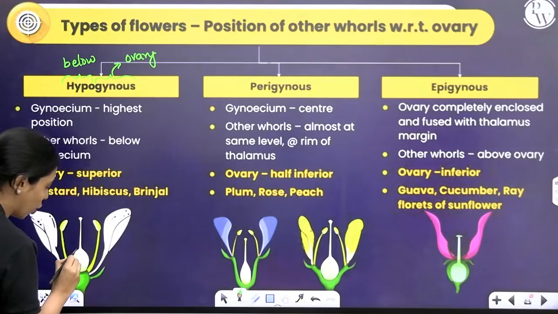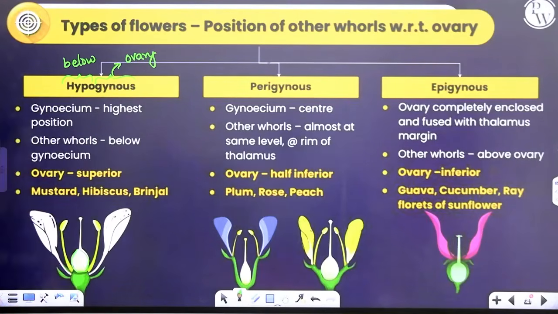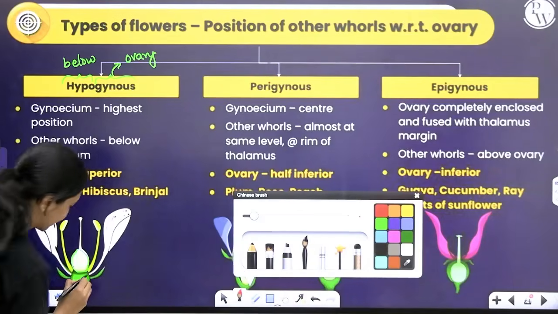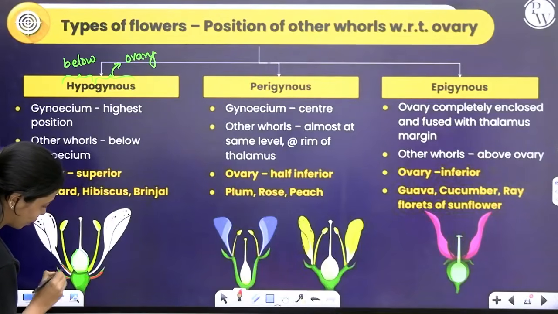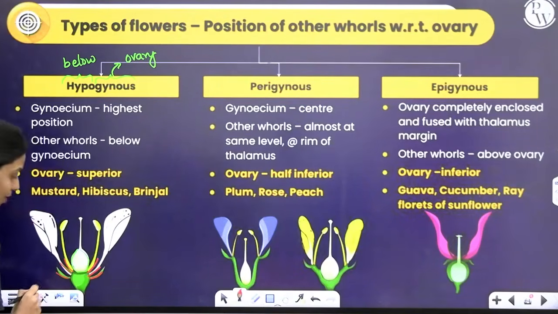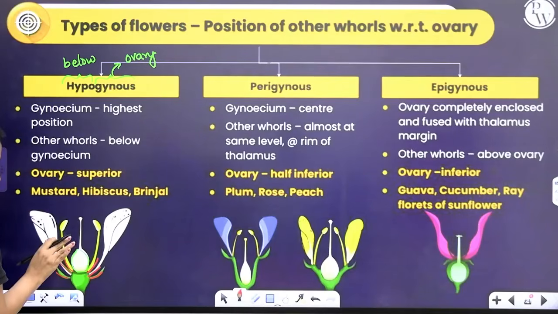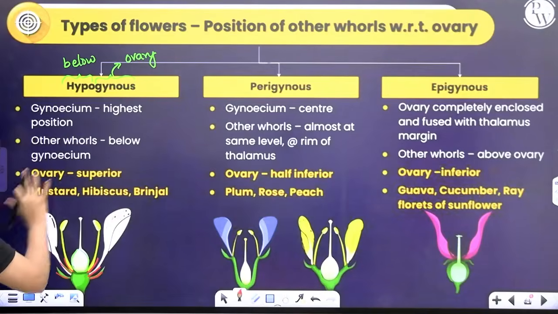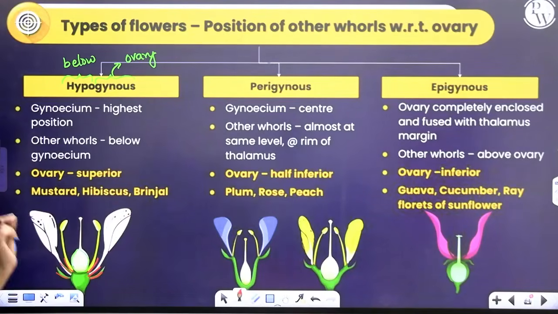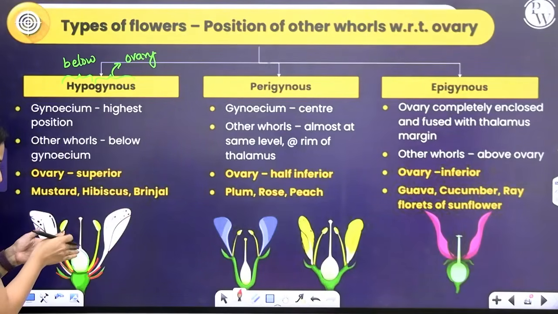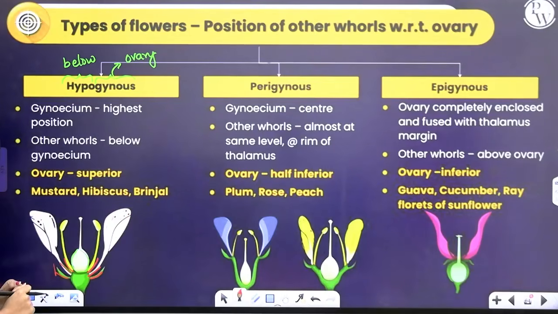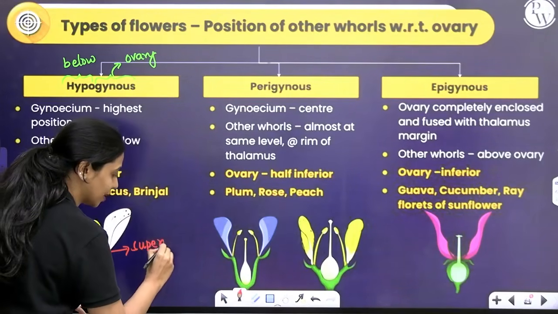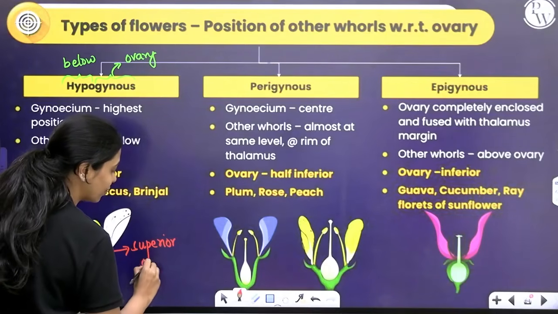If the ovary occupies the topmost position, as in this case, and all other whorls arise from below, this is the calyx, here you have the corolla, here you have the androecium, the stamens. So if the other whorls are arising from below the gynoecium, the flower is said to be hypogynous. Hypo means below. Below the gynoecium, other whorls are arising. And this ovary is said to be a superior ovary. If the flower is hypogynous, the ovary will be superior.